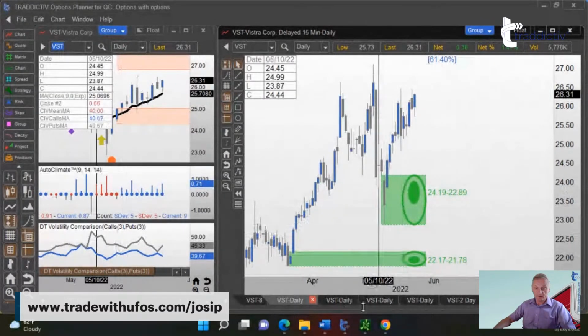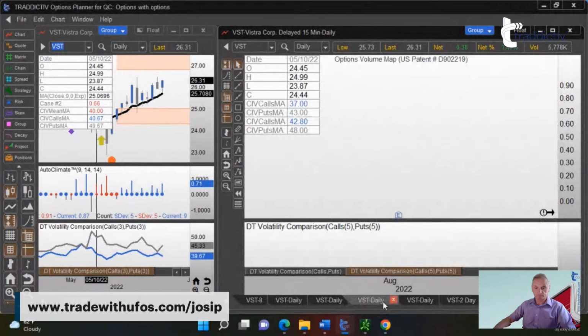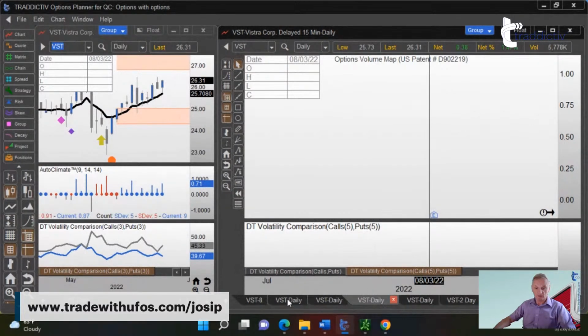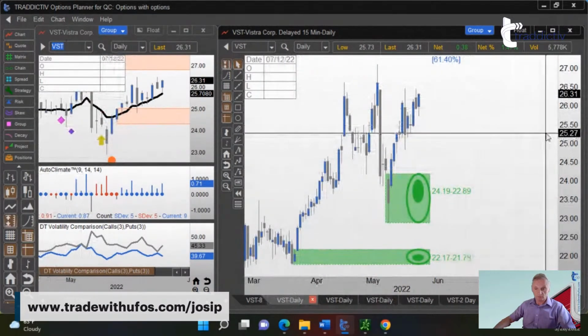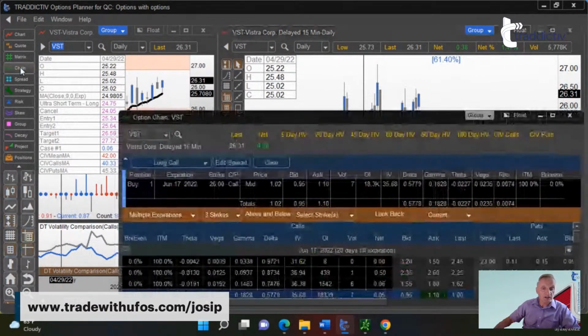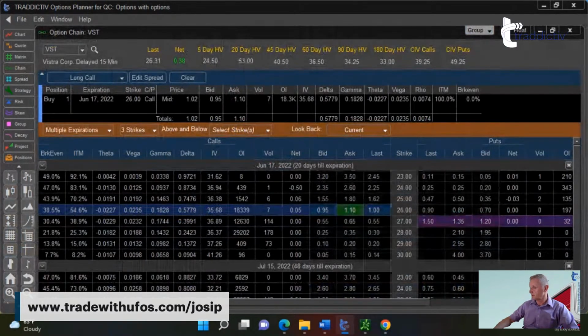Another way to look at the open interest is simply to click right here at the chart where we have an option value map and see visually where this is. Just give me one second. I'm going to pull this up on a daily, open up the chain, and go back to that particular trade that we placed.